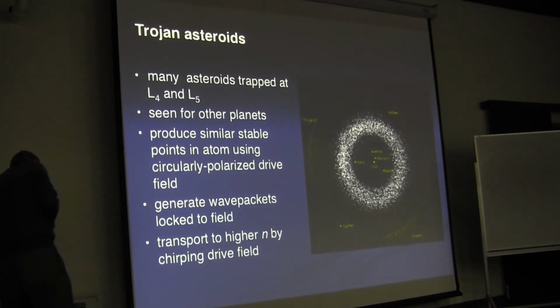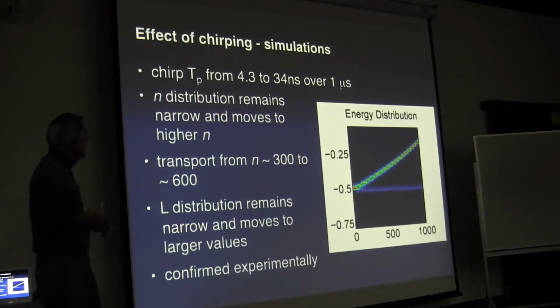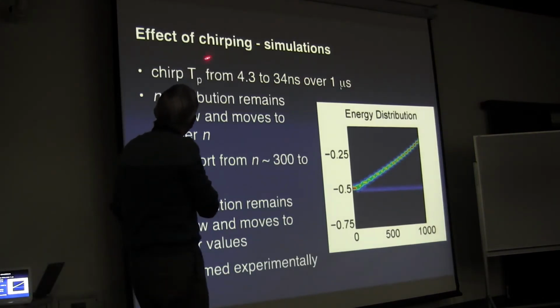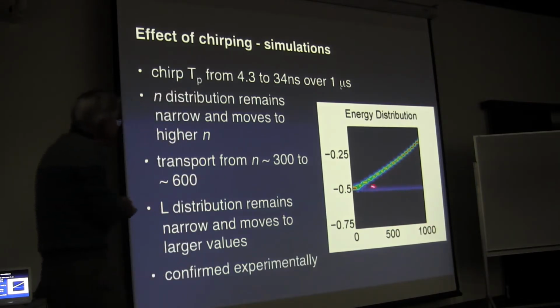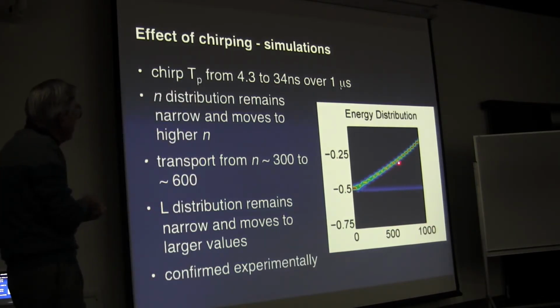Now, since the wave packet is locked to this rotating component, you can transport it to higher n by chirping the drive field. So what you do is, you chirp it from a period of 4.3 nanoseconds to 34 nanoseconds over 1 microsecond. And here is the calculation showing how the energy distribution depends on time as you do this. And what you see, the energy distribution remains narrow and it moves up to higher values, where it's higher n. And you transport from about 300 to 600.